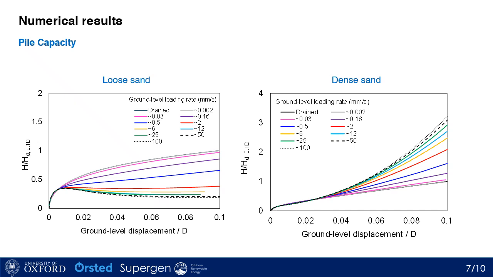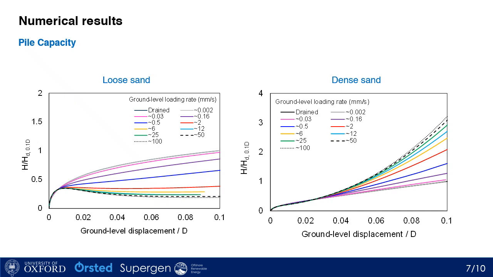First, for the loose sand, as you can see, by increasing the loading rate, the pile capacity drops significantly, which is because of the contractant behavior of the loose sand. During this contraction, the excess pore pressure increases positively, which results in significant reduction in effective stress and pile capacity. But the story is different for dense sand.